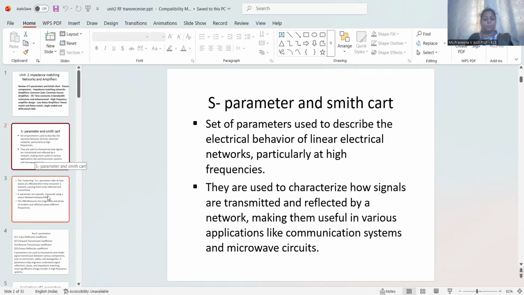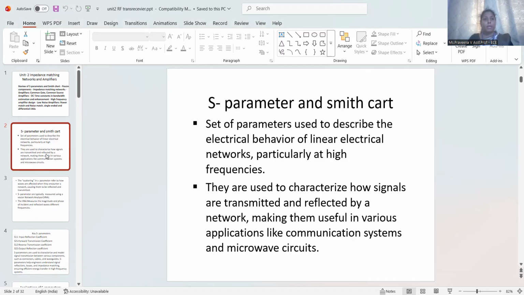Applications are RF and microwave circuit design, wireless communication systems, antenna analysis, amplifier design, filter and matching network design, and radar and satellite communication systems. We can note that. Okay.